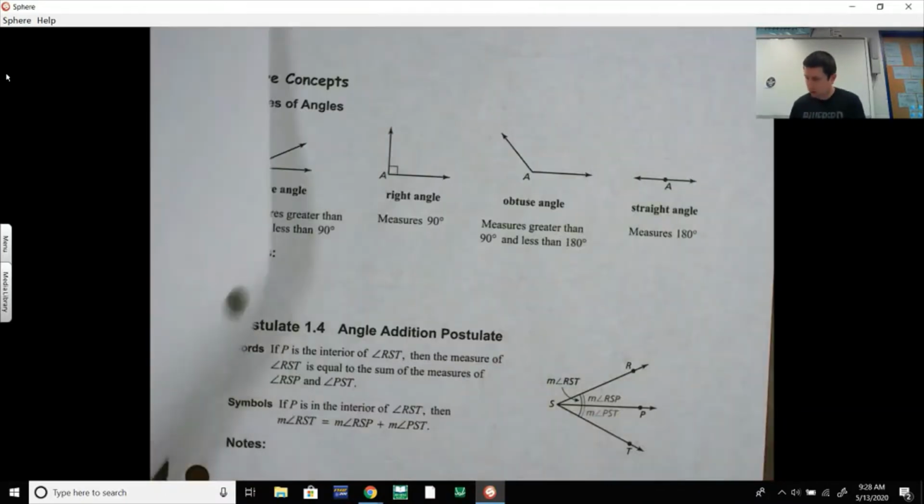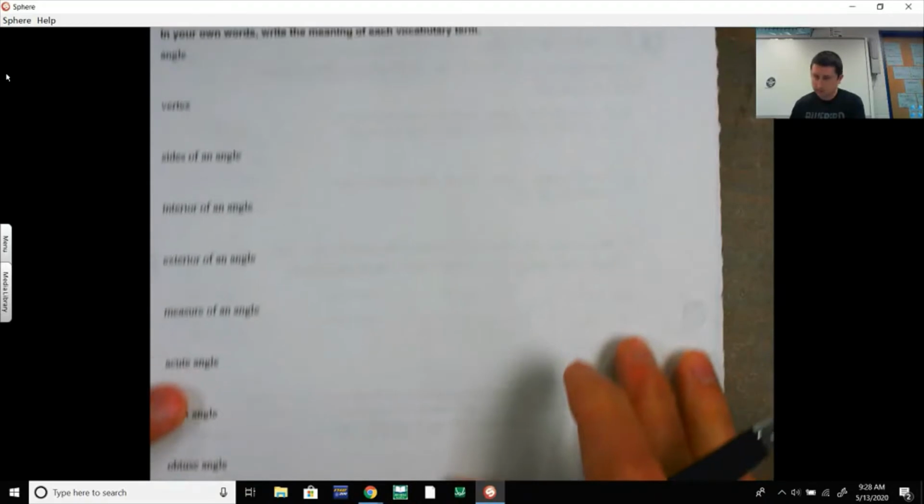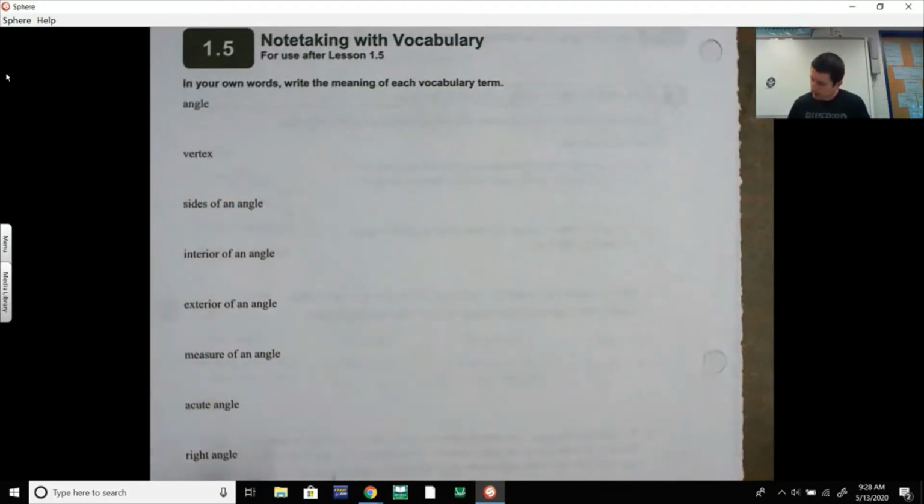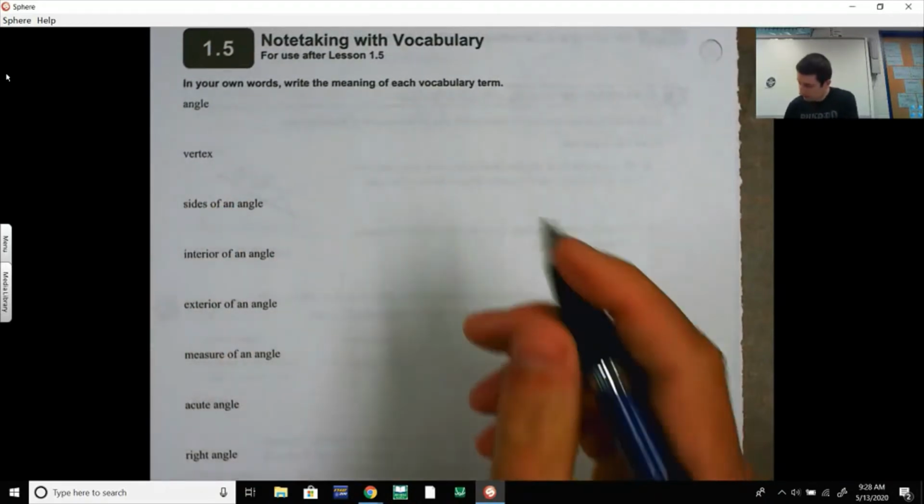Okay, here's some terminology here. And what we're going to do is draw a big angle and label some of this stuff in here.